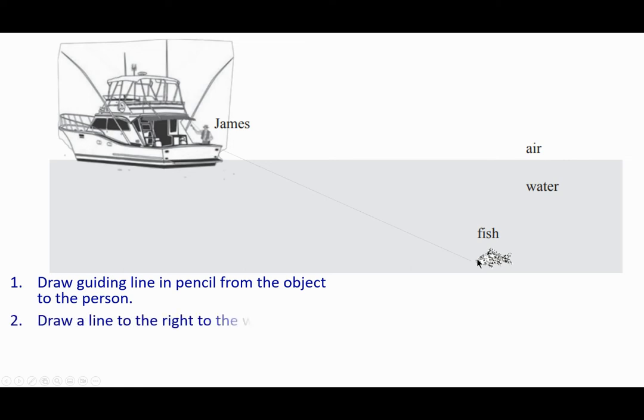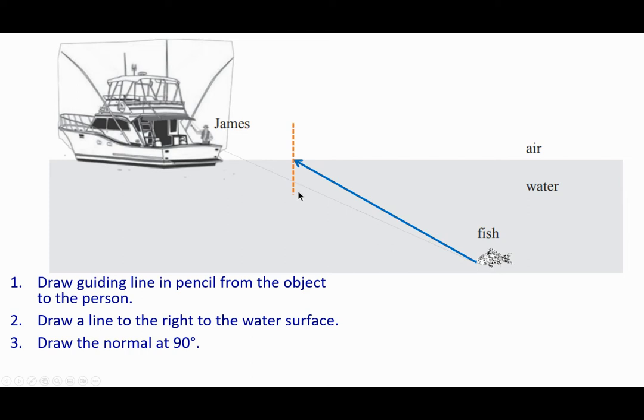So we need to draw the first ray slightly to the right until it reaches the surface. Once it hits the surface, we know that the light is going to change speeds and it's going to bend. So now we draw in the normal at 90 degrees to the surface.